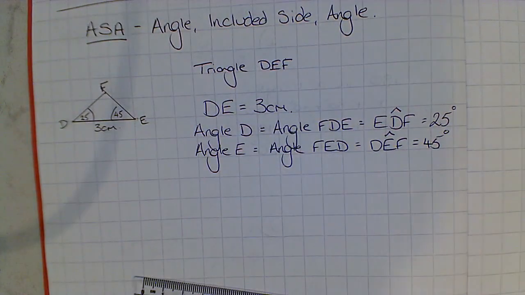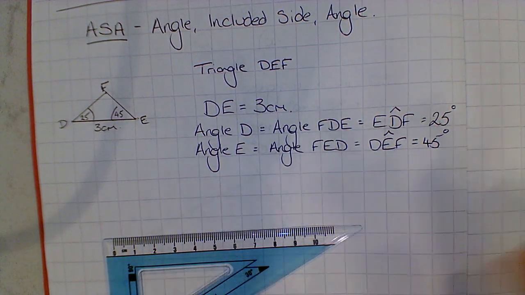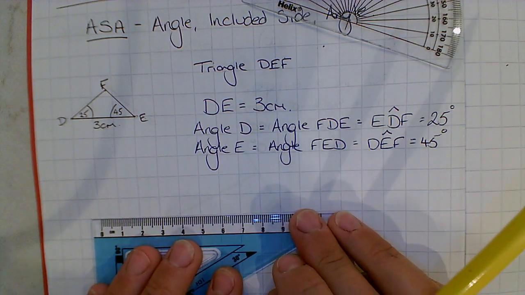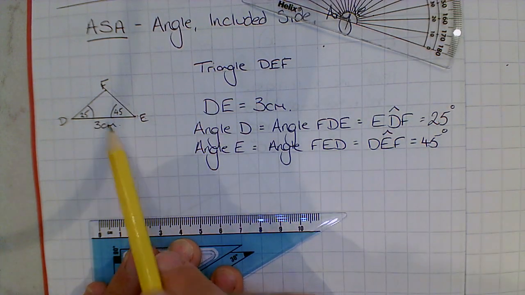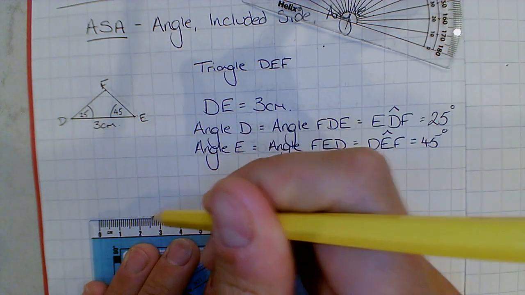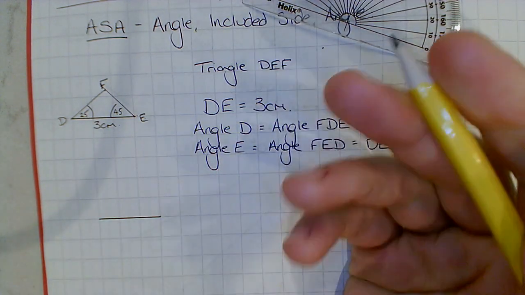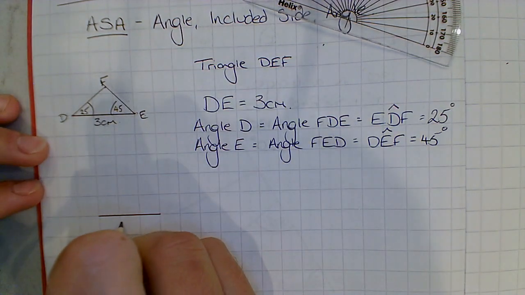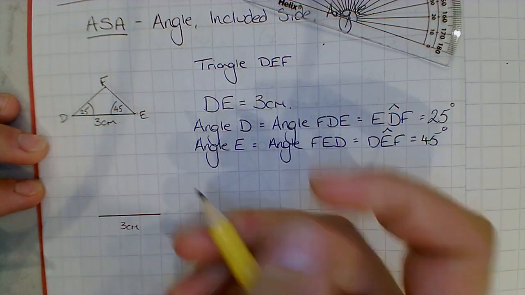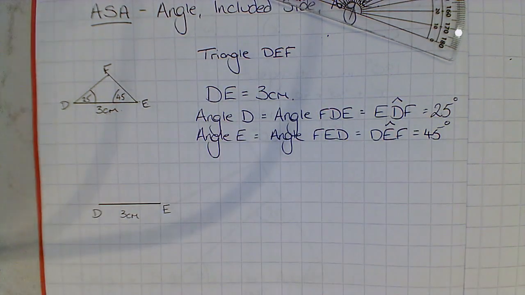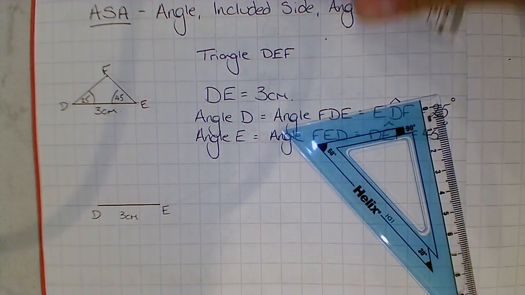So the first thing that we're going to do is we need our ruler and our pencil, and we're also going to use our protractor. So we need to draw our baseline at 3 centimetres. So I'm going to just draw a 3 centimetre line just there. And it's really good practice to label as we're going along, so I know that's 3 centimetres, that is point E, that is point D. Okay, so first bit, nice and straightforward.